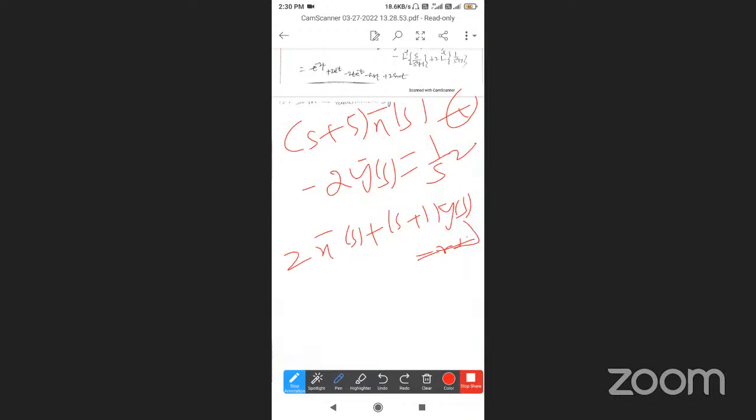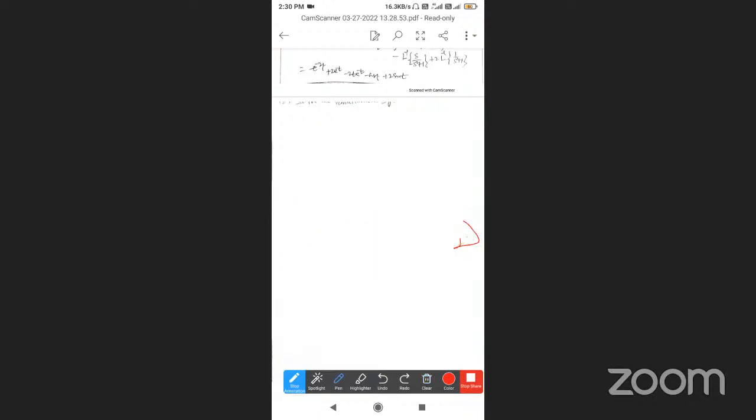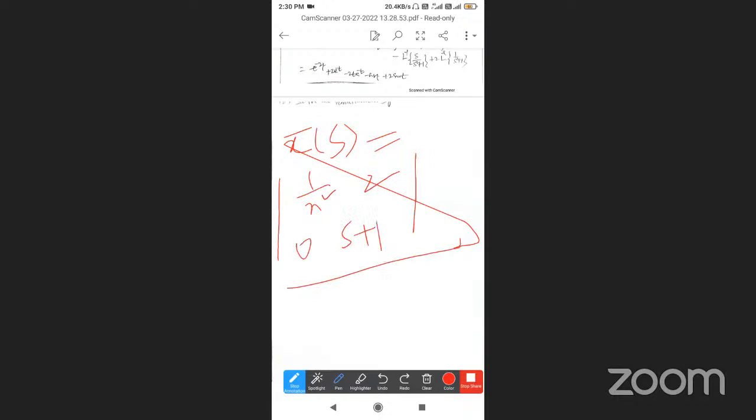Solving the first and second equations, what is x̄(s)? By using Cramer's rule for simultaneous equations, as on page number 236, x̄(s) equals the numerator determinant, with entries 1/s², 0 and s + 1, divided by delta. What is the delta? It is the determinant of (s + 5), −2, 2 and (s + 1). We solve this determinant to get the denominator.